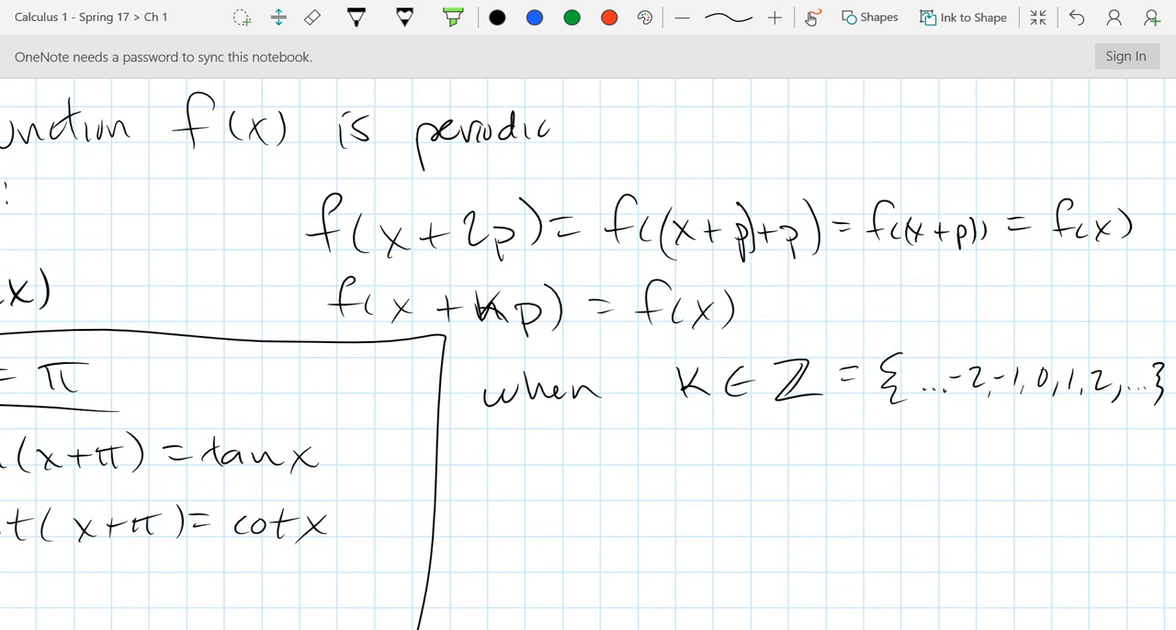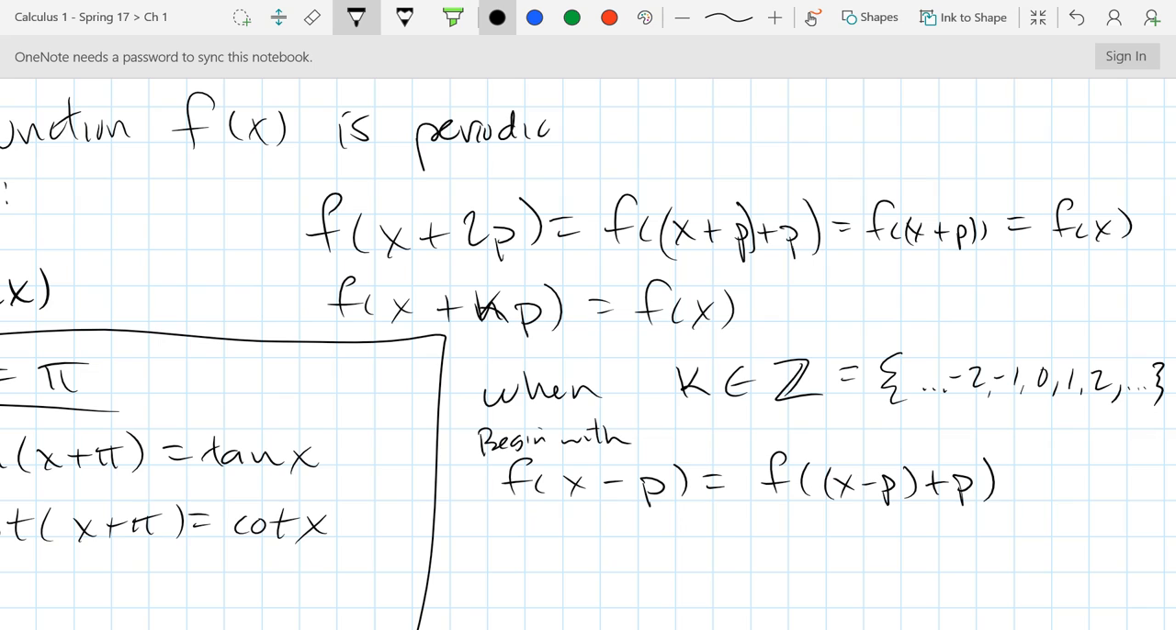Now, I didn't actually show this for the negative values, but we'll do it for f of x minus p. So I'm using the periodic property in reverse. I'm going to begin with f of x minus p, and if f is periodic, I can add a p to the input. So I just added a p to it, and it's not going to change. And of course, algebraically, those two p's cancel out. Minus p plus p, which is just f of x. So you can get rid of the negative ones by just adding a bunch of p's in there. Even if it's x minus 100p, I'll just add 100p into there and it won't change.